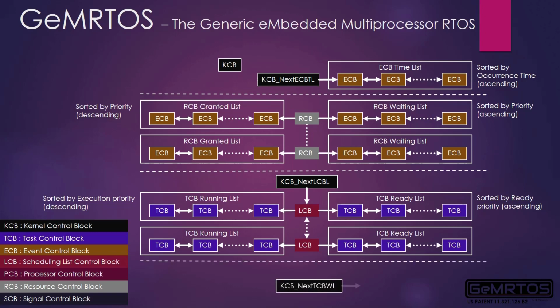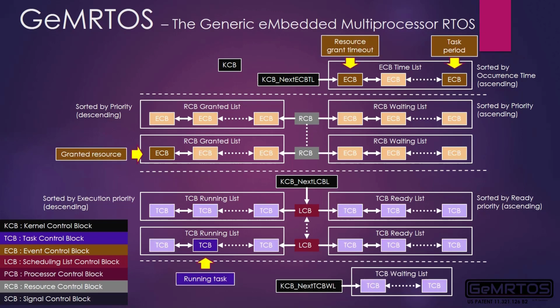Task control blocks associated with tasks that are neither ready nor running are linked to the task waiting list. Depending on the status of the tasks and events, task control blocks are linked to their associated event control blocks. For example, a periodic running task may grant a resource, and such a resource may have a timeout event configured to avoid causing a resource blockade.